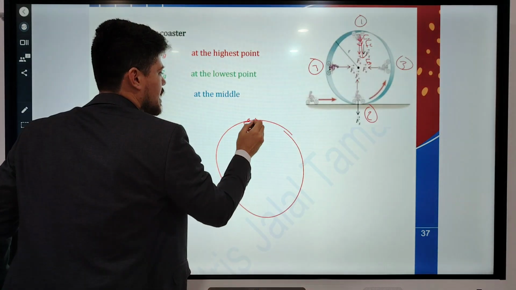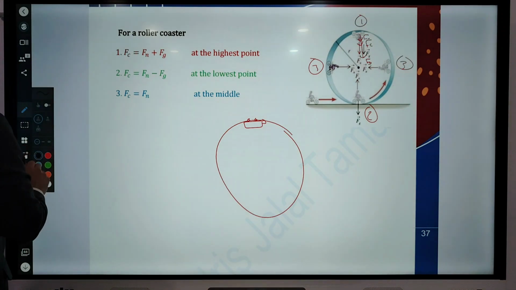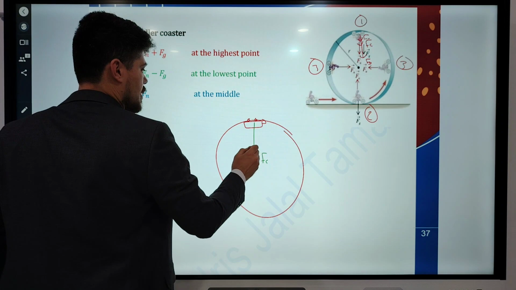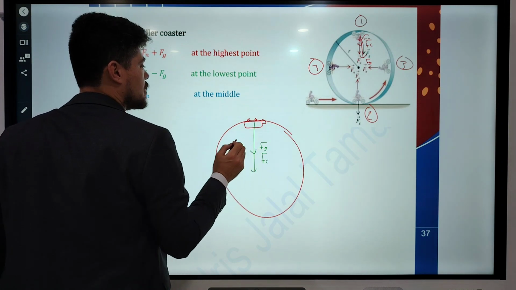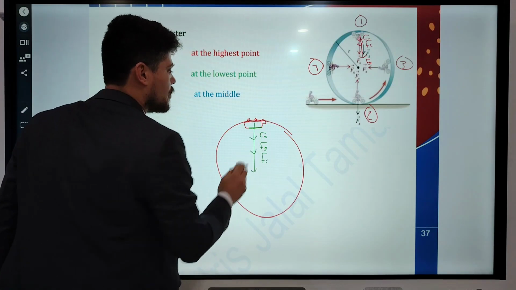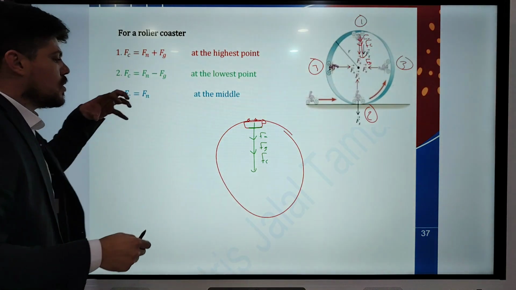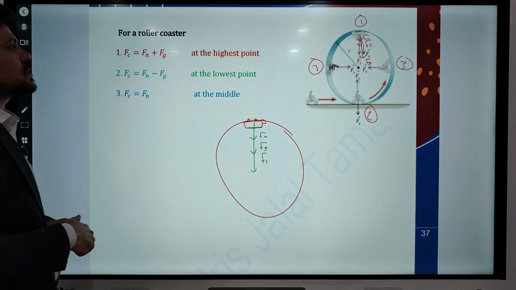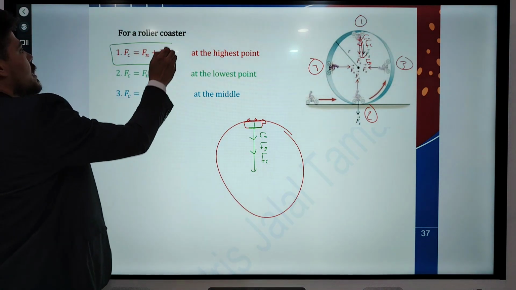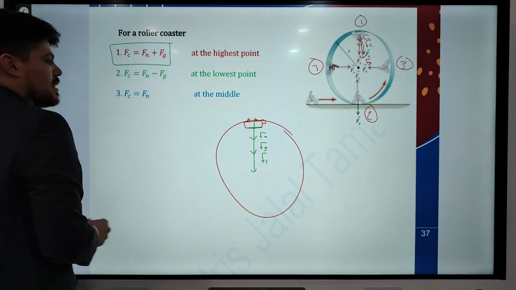When the object is upside down here, as you can see in this figure, where is the centripetal force? Downward. Fg also downward. The normal force is perpendicular to the surface. Where is the surface here? Also downward. How can you determine Fc? Because all forces are toward the center, Fc is equal to Fn plus Fg. At the lowest point, the situation is completely different.